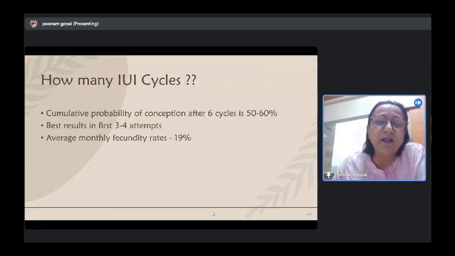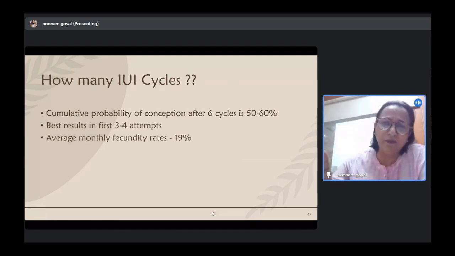How many IUI cycles can you give? Cumulative probability of conception after 6 cycles is 50 to 60%. Best results are in the first 3 to 4 attempts. Average monthly fecundity rate is 19%. So you just cannot define that this many cycles you have to give. It should be tailor made, according to the profile of the couple or the patient, not blindly 3 cycles, 4 cycles.